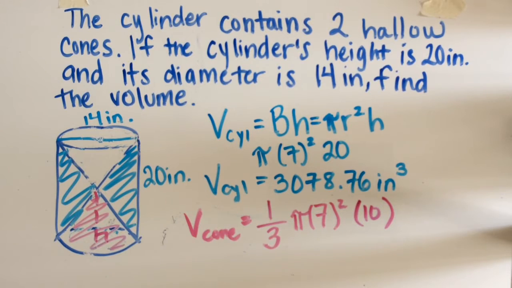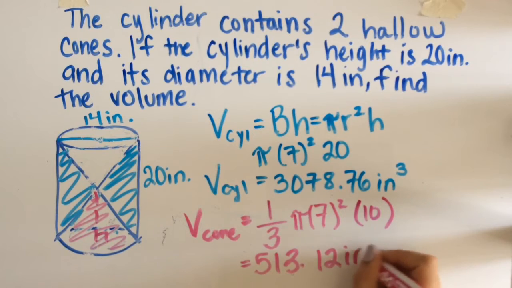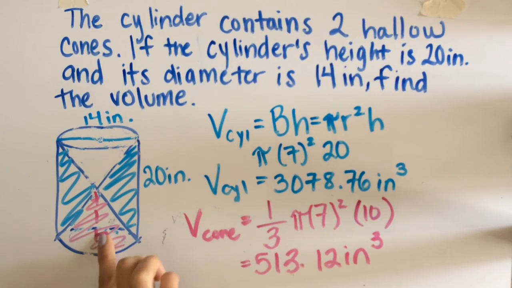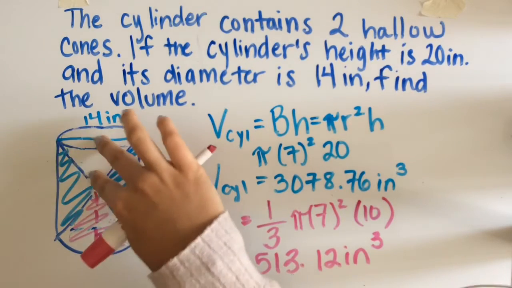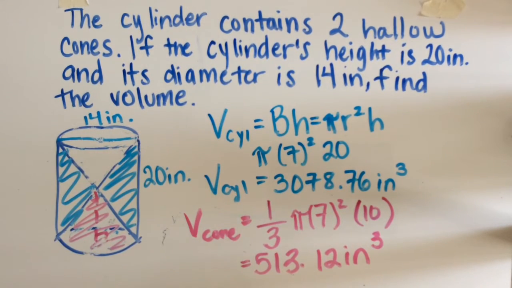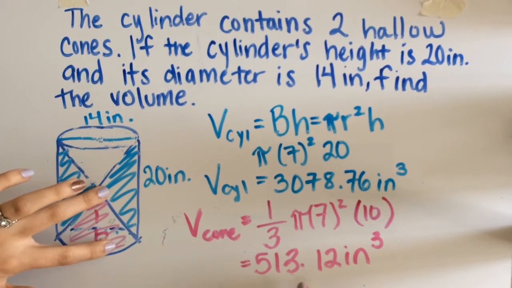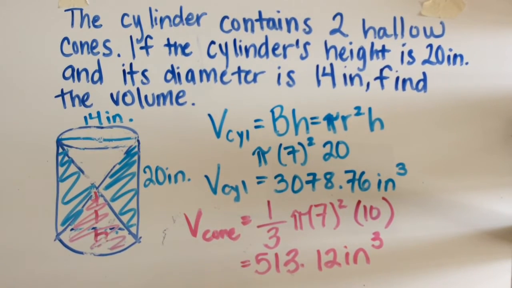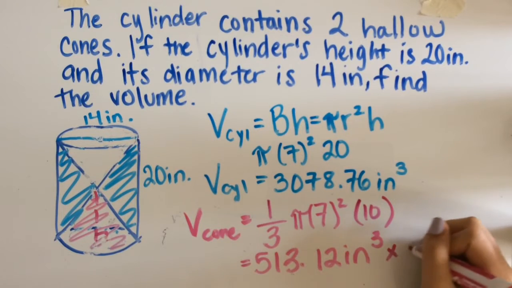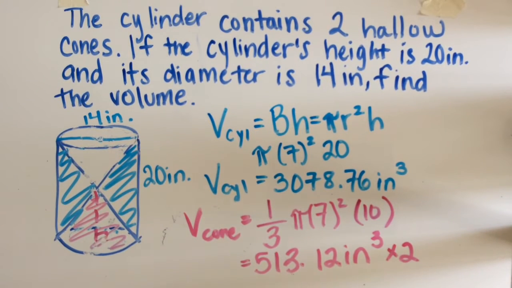Okay, then I calculate that and I get 513.12 inches cubed. So that is the volume of one of these cones. But I have two cones and they have the exact same measurement. So to find the volume of both cones put together, all I have to do is double that. So I'm just going to multiply by 2 because I am finding the volume of both of these cones.